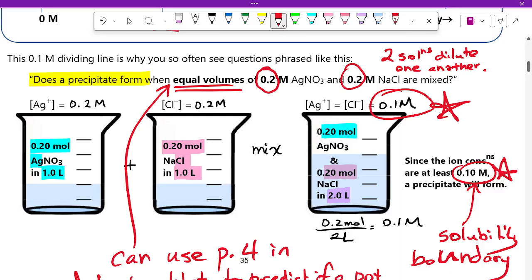If I was mixing equal volumes of 0.1 and 0.1, could I use page 4? No, because maybe I could make that, maybe I couldn't. I just don't know. We would have to do more math.